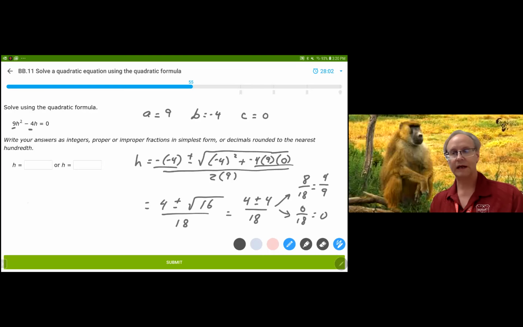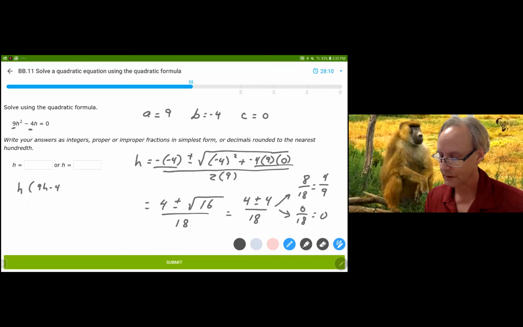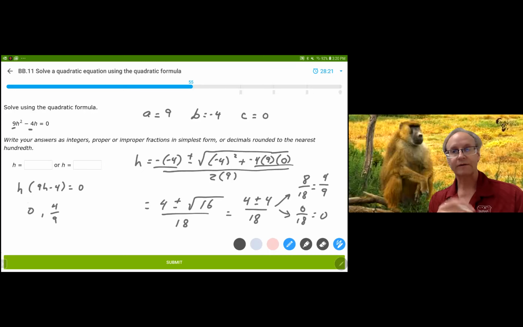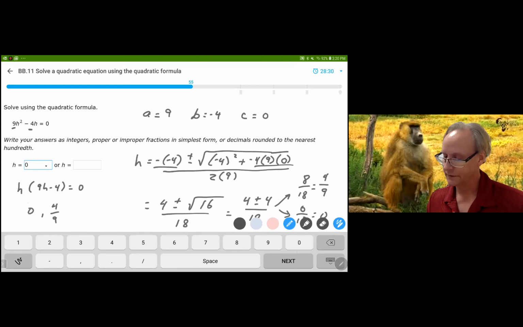Now, we could have eliminated a lot of work by just factoring out the h. You see, this thing is really just h times 9h minus 4 equals 0. And you get two answers. You get the 0, and then you add the 4 and divide by 9, and you get the 4/9. That's why factoring is so nice. Quadratic formula always works, but factoring is just a beautiful alternative. 0, and of course our 4/9.